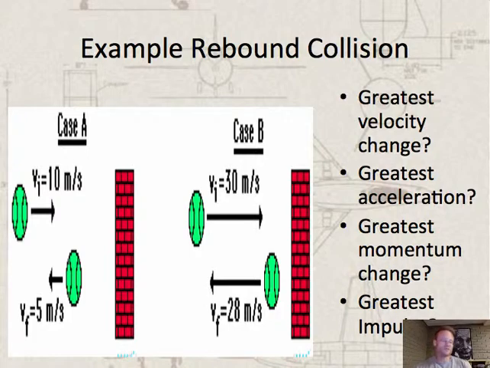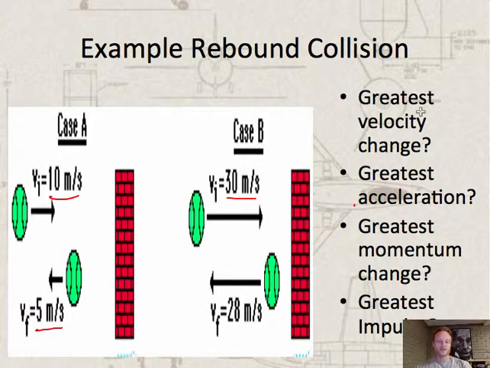So here is an example of a rebound collision, and here's that wall, and here's two tennis balls. I'm sorry, the picture's a little distorted. But in case A, we have an initial velocity of 10 meters per second as it heads towards the wall, and then after it bounces off the wall, it comes off with a speed of 5 meters per second. Okay, so you'll notice this is not a perfectly elastic collision. In case B, we have a speed of 30 meters per second heading towards the wall, and it bounces off with a speed of 28 meters per second. The questions are, which was the greatest velocity change, case A or B? Which had the greatest acceleration? Which had the greatest momentum change? And which had the greatest impulse?